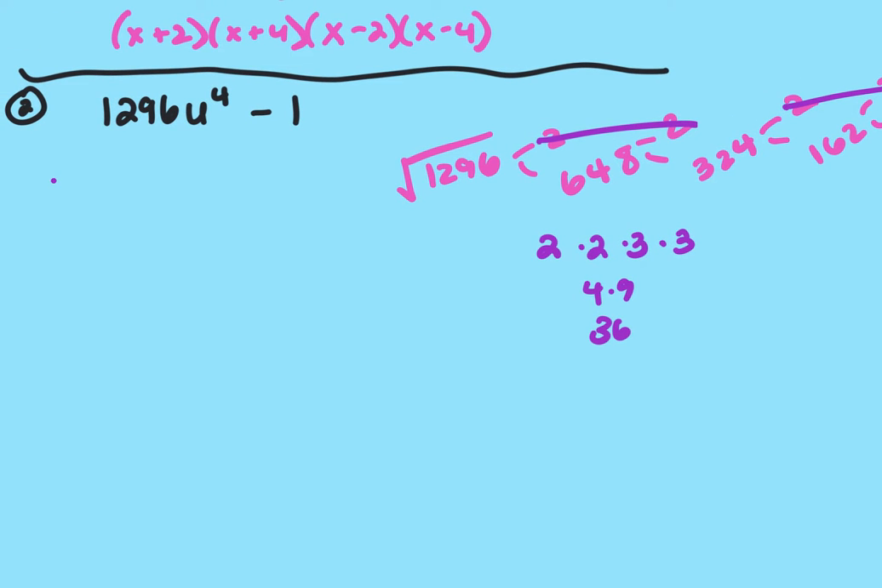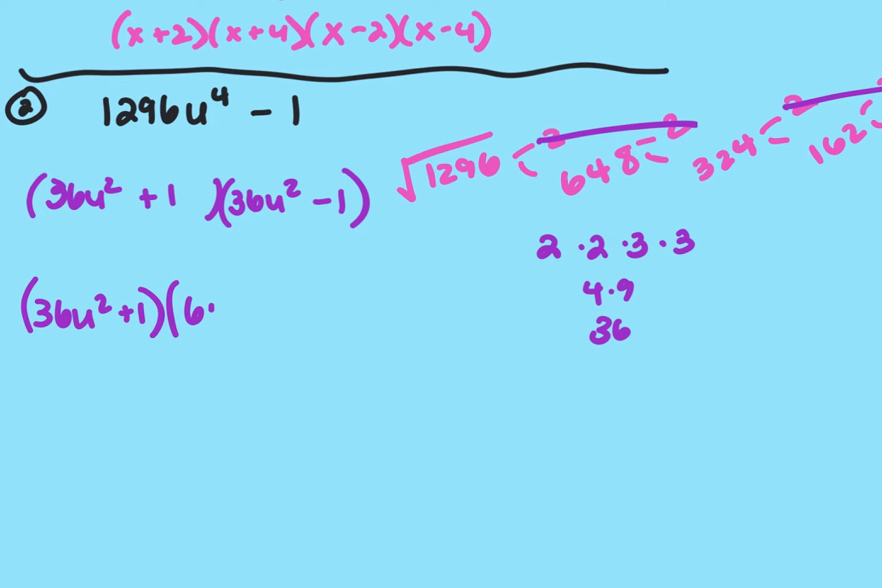So then I would do 36u squared, because that would be the square root of u to the 4th. 36u squared, and 1 gets a plus 1, and 1 gets a minus 1. Now, the first one is done because that's the sum of 2 perfect squares, but the second one is, again, the difference of 2 squares, and that can get broken down further. So the first one stays, the second one becomes 6u plus 1 and 6u minus 1.